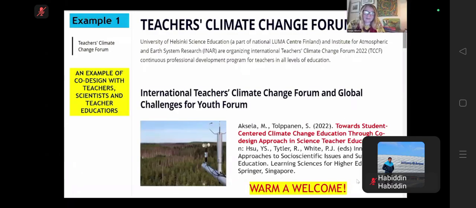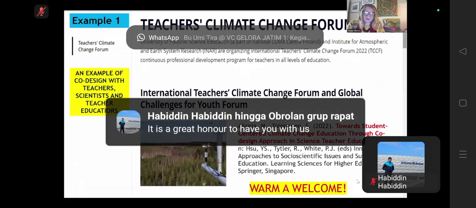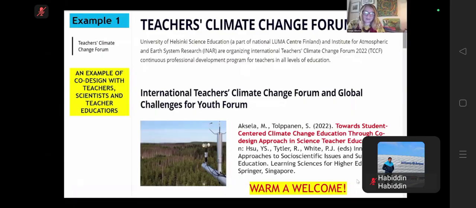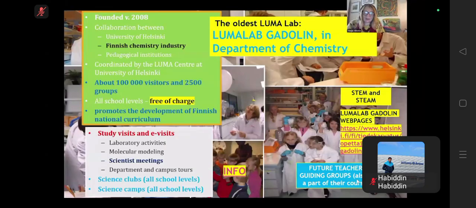Another example is the International Teachers Climate Change Forum. We built it about 8 years ago. And there, teachers, scientists, engineers, and young people can meet each other around the world. It has been face-to-face and also online. And sustainable energy is, of course, one of the main things.